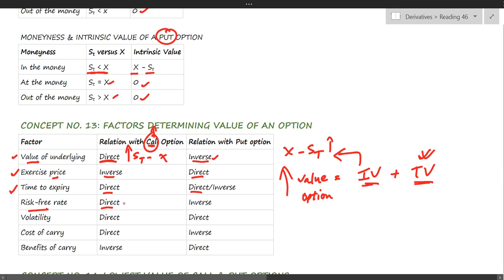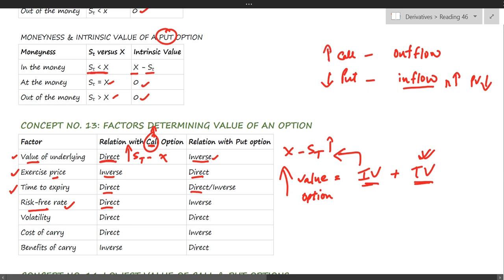Then the risk-free rate has a direct relationship with the call option. The reason is very simple: in the case of a call option, there is going to be an outflow, right? On expiry, he will have to make a payment. Whereas in the case of a put option, the put holder will get to sell the underlying and he will be receiving some payment. So if the risk-free rate increases, then the present value of the inflow will decrease in the case of a put, right? So the higher the interest rate, the lower will be the present value, and that is why the value of the put option will decrease. And vice versa in the case of a call option, when interest rates are high, the value of the call option will also increase.